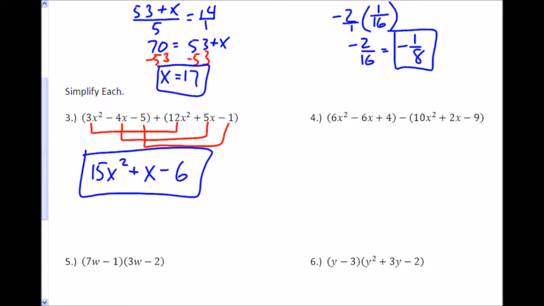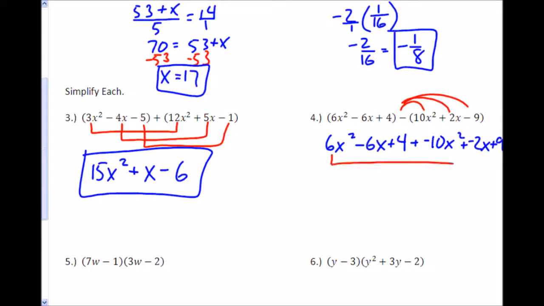For number 4, we're subtracting this time, and I would recommend just distributing the negative sign or changing it to adding the opposite. So if we change this to adding the opposite, it becomes 6x squared minus 6x plus 4, plus a negative 10x squared plus a negative 2x plus 9. Okay, so change it to adding the opposite. Now it's pretty simple to combine my like terms.